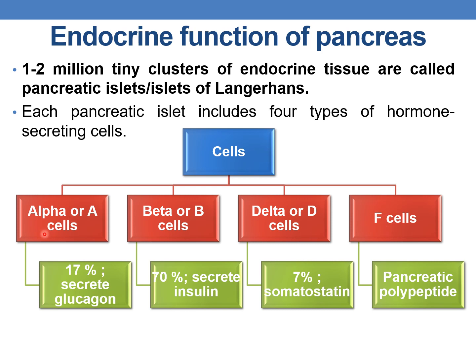The function of alpha or A cells is to secrete glucagon. Glucagon is secreted by alpha or A cells of pancreatic islet. Next, the function of beta cells or B cells is to secrete insulin. 70% of the beta cells secrete insulin. The next is delta or D cells. They secrete somatostatin. And finally, F cells secrete pancreatic polypeptide.